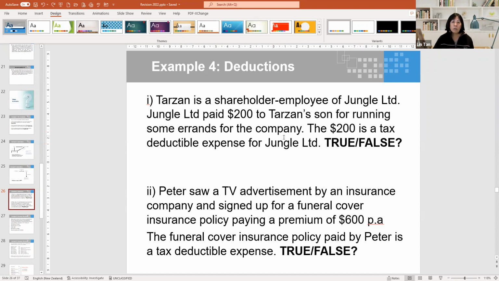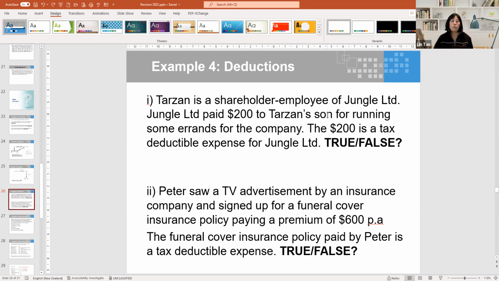So you find, well, this company is running a business, and if the payment made is for the business, it will be a tax deductible expense. Right? General permission test, it is an expense incurred in deriving the business income. The other point that is worth mentioning in a scenario like that is it is paid to an associated person, Tarzan's son, of a shareholder employee.